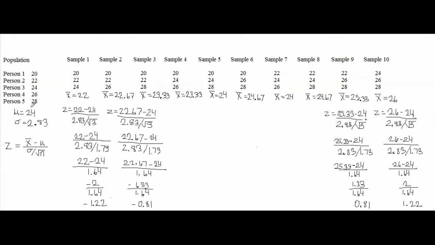Notice right here how the population mean is 24, and sample 5 has a mean of 24. Whenever the sample mean equals the population mean, z is 0. So this one will have to be 0, because the top of the fraction will be 24 minus 24, and we'll get a 0 on the top of the fraction, which just means that the entire z-score will equal 0.